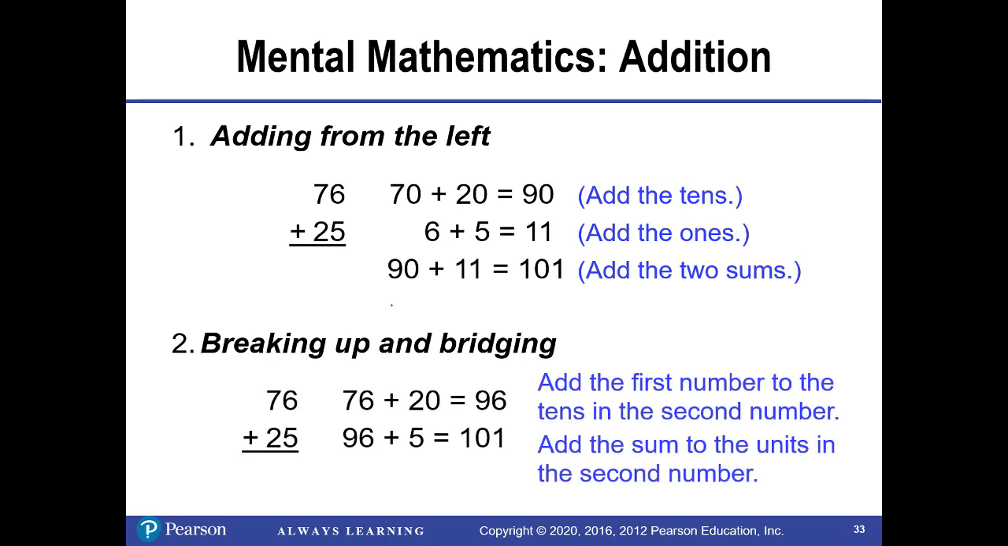We could also break things up in bridge. So 76 plus 20 is 96. And then 96 plus 5 is 101. That also works. Or you could have done 25 plus 70 is 95. 95 plus 6 is 101. There's more than one right way to set these up.